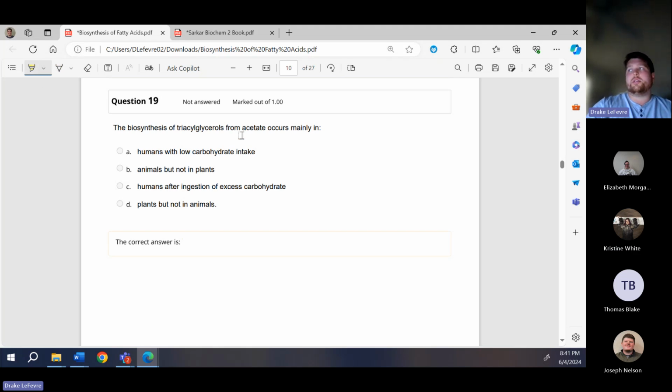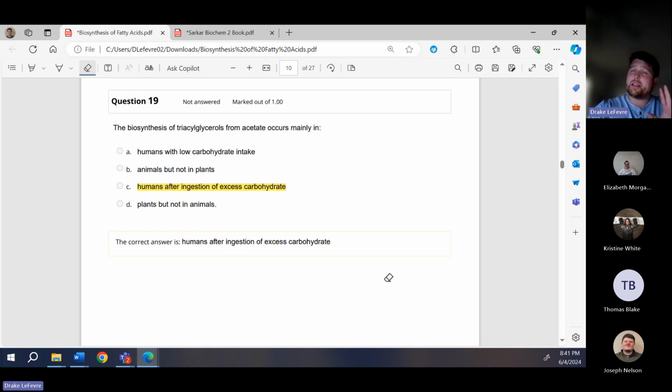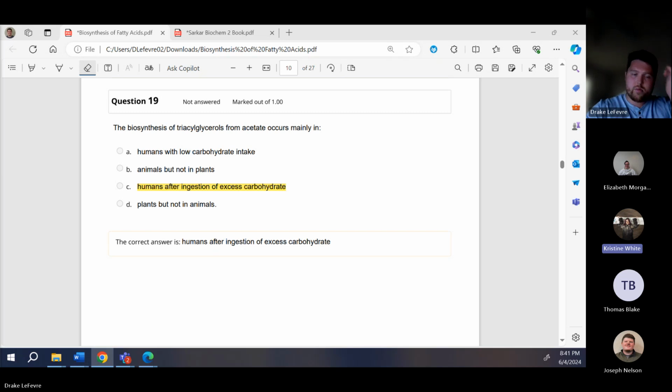So producing triacylglycerols, humans after ingestion of excess carbohydrate is going to be when we are going to have the biosynthesis of the triacylglycerols. Does that make sense? Kinda. Because there was a question I did earlier, but the answer was animals, but not in plants. Somewhere, I just don't remember where it was. It might have been one of our quiz questions.